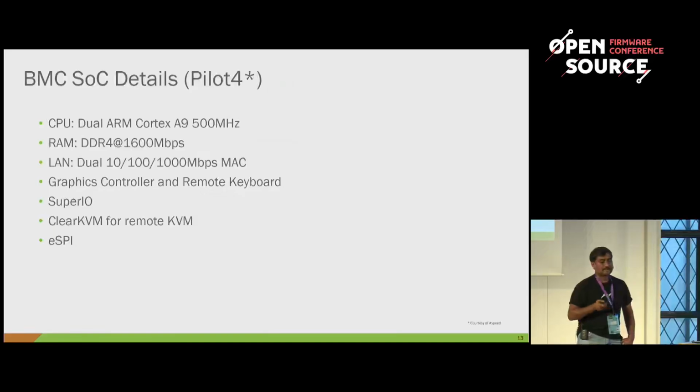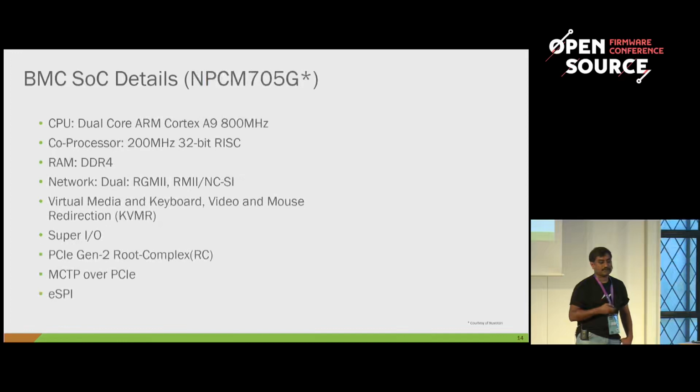So this is another standard controller, like a Pilot 4. This used to be a company called Emulex, and now it is owned by ASPEED. So this also, you can see, has a dual ARM core running at 500 megahertz. It's pretty much like an A9 processor. So you can see the sophistication of the BMC chip itself.